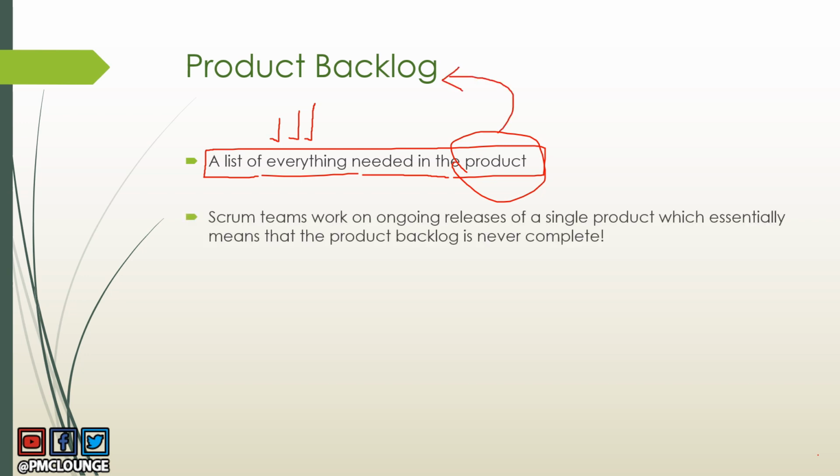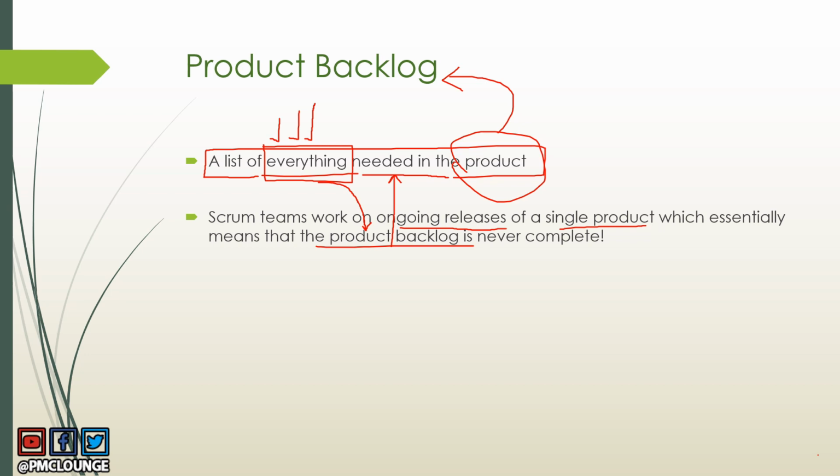So what happens is Scrum teams work on ongoing releases of a single product. Now, this essentially means that the product backlog is never complete. And if we go back to this definition, a list of everything needed in the product, well, this is an unending list. And that is exactly what point 2 says, that a product backlog is never complete. You will always have stuff that is needed in the product.